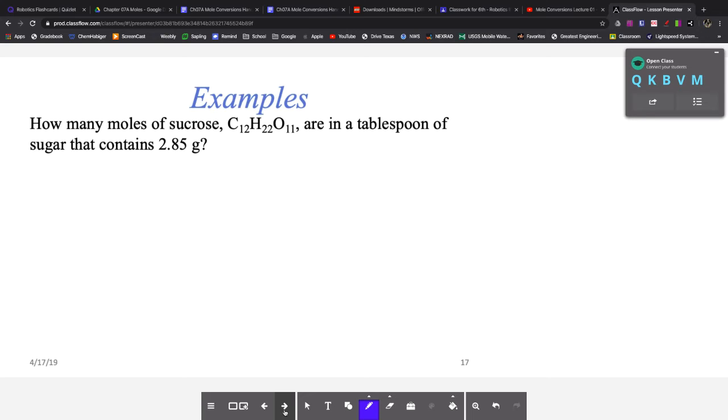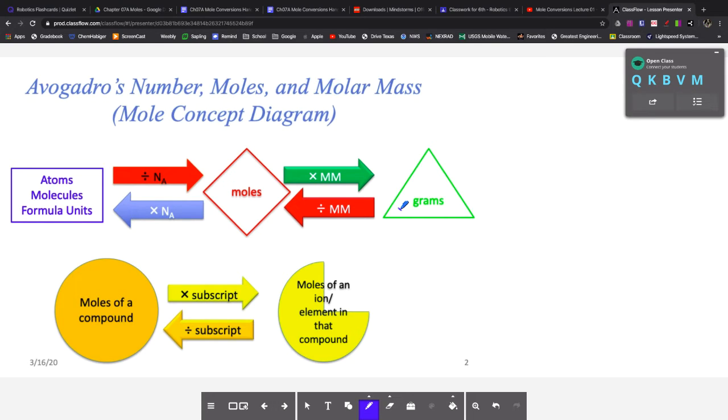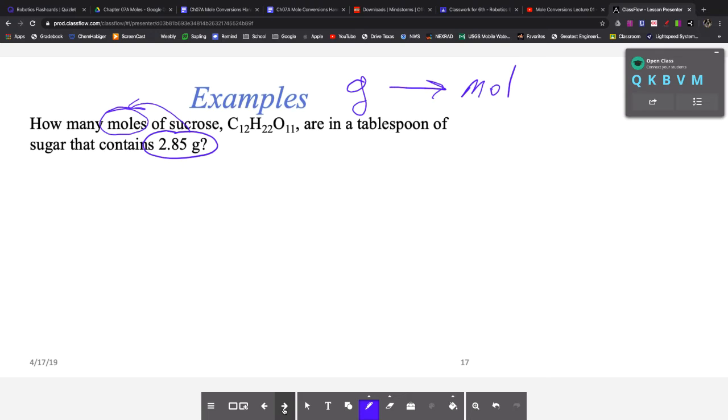Next problem. We're looking for moles. We want to know how many moles, and they give us grams. So we're basically changing grams into moles. If I want to go from grams to moles, if I go back to my little graphic, I have to follow the bottom arrow now, and I'm going to be dividing by molar mass. So that tells me we're using molar mass. And if we're dividing by it, that means it's going to go below the line. That helps us set up our dimensional analysis.